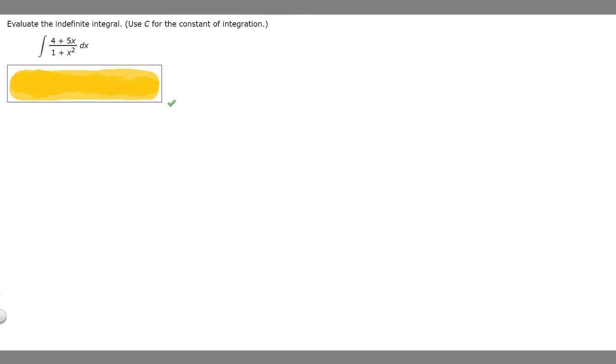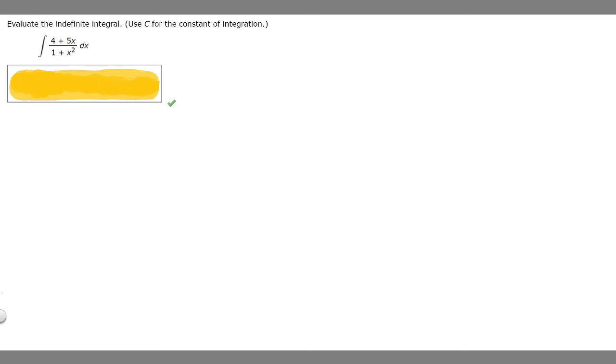So in this problem we're told to evaluate the indefinite integral, use C for the constant of integration, and we're given the integral of 4 plus 5x over 1 plus x squared dx. So we're using U substitution, but what we want to do first is simplify this integral.